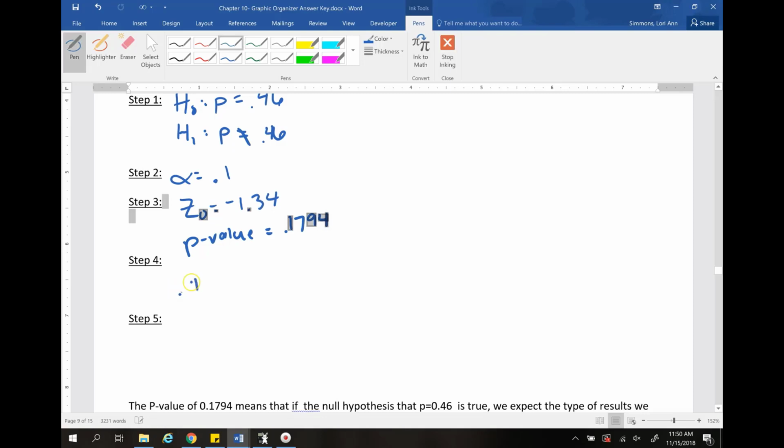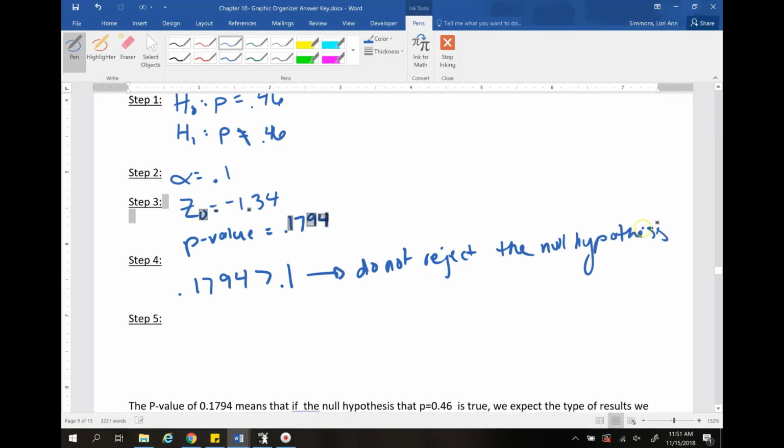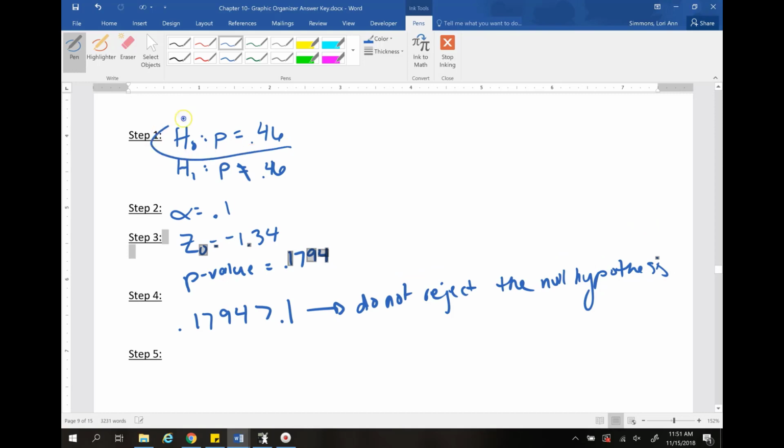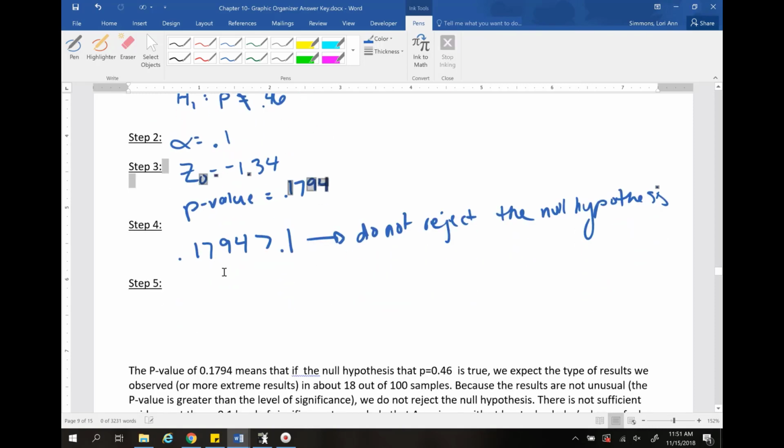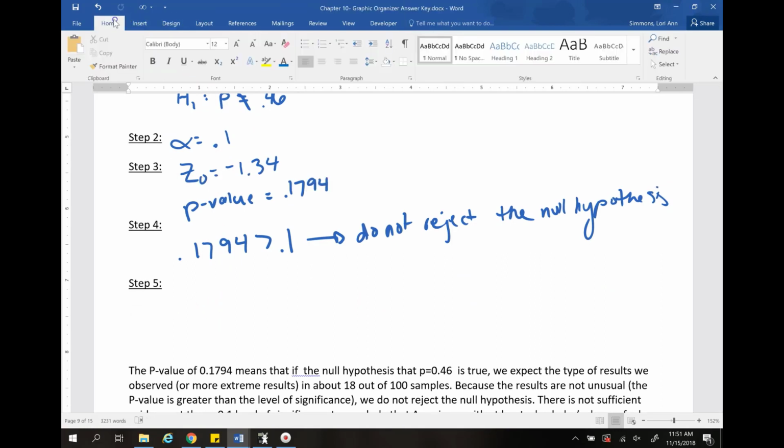Step 4, compare your p to your alpha. That is greater than that, so we do not reject the null hypothesis. It may be helpful for you to circle the one that you're going with. I'm not saying you're accepting it, I'm just saying that might be helpful to circle. That way, when you interpret it in step 5, it might be a little easier for you.